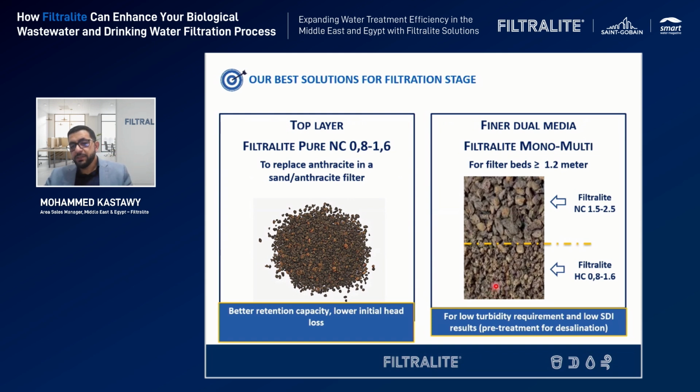Then in that case, you are avoiding the matter that we have seen, the red zone, where you have intermixing between the layers. Because once you stop the backwash, the heavier layer goes down, and then the lighter one goes on top. So you will have two different separate layers. During the backwash, again, you will have the same setup. Of course, using Filtralite will give you low turbidity and low SDI as a result in desalination.